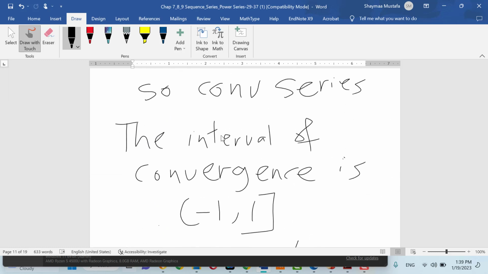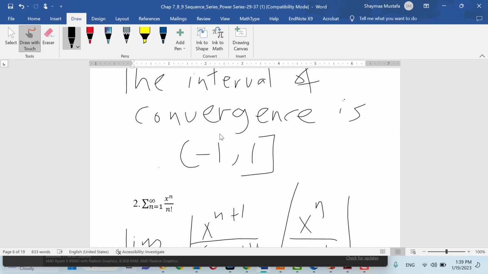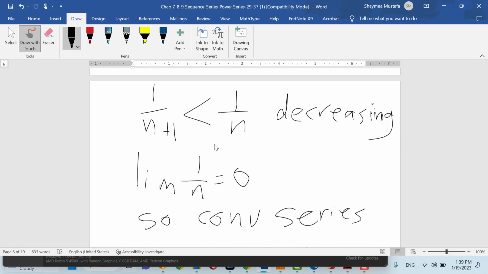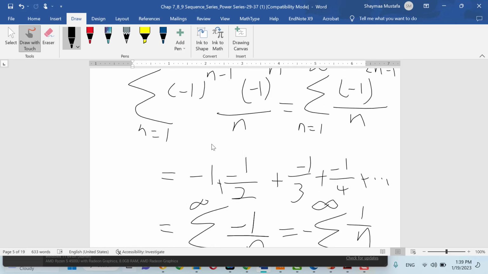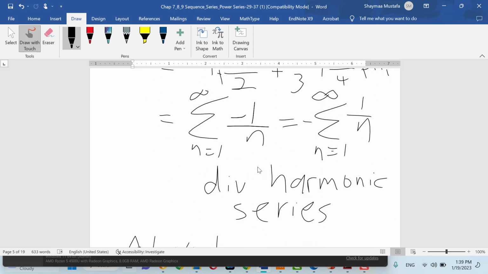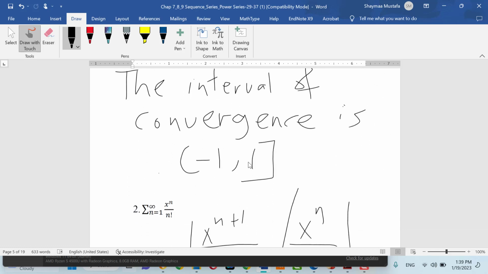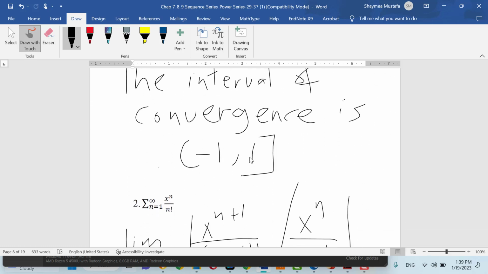In our first example, we included only one point, because at minus 1 the series diverged, not converged. When we replace x by minus 1, we get a divergent harmonic series. So minus 1 is not included in our interval of convergence, only the point 1.